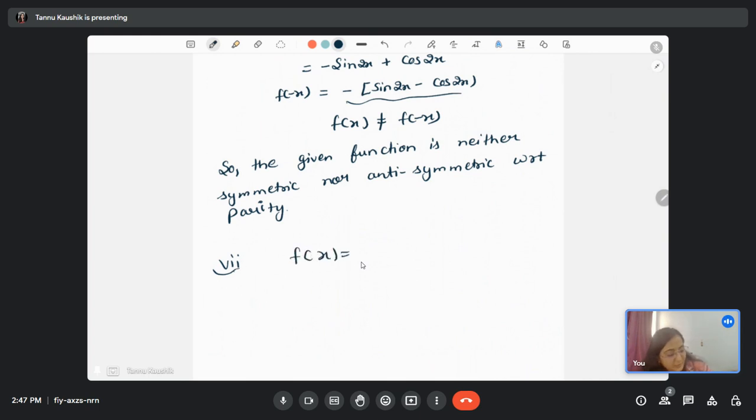So let us take more examples here. Let us take a function f(x) is equal to x square plus sin x plus 1. We will check whether the given function is symmetric or anti-symmetric with parity.